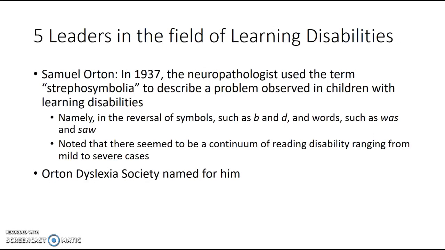There were 5 leaders going back through the timeline. There were 5 people that really started learning disabilities. In 1937, a neuropathologist named Samuel Orton used the term strephosymbolia to describe a problem that he observed in children with learning disabilities. Among these children, he saw a lot of reversal in symbols, letters, and words, such as B and D, just mixing them up, or confusing the words was and saw. Among all the students that he saw with this reading disability, he noted that there seemed to be a continuum that ranged from mild to severe, and a lot of cases were not the same as each other. The Orton Dyslexia Society was named for him, and he had discovered dyslexia.